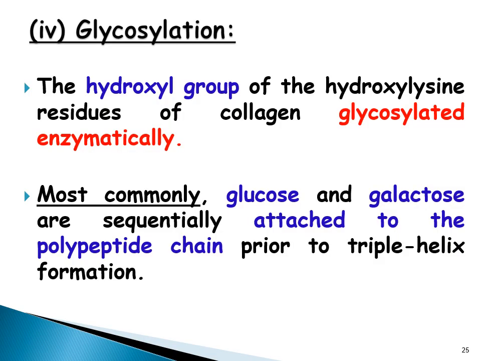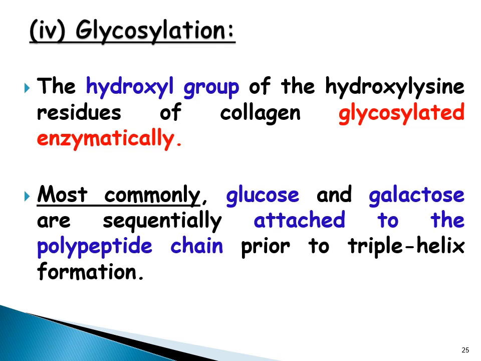The fourth thing is glycosylation. The hydroxyl group of the hydroxylysine residues of collagen is glycosylated enzymatically, which means a carbohydrate group will be added on the hydroxyl group of hydroxylysine, and this carbohydrate is usually glucose and galactose. They are attached to the polypeptide chain prior to triple helix formation. Okay, so this is glycosylation.